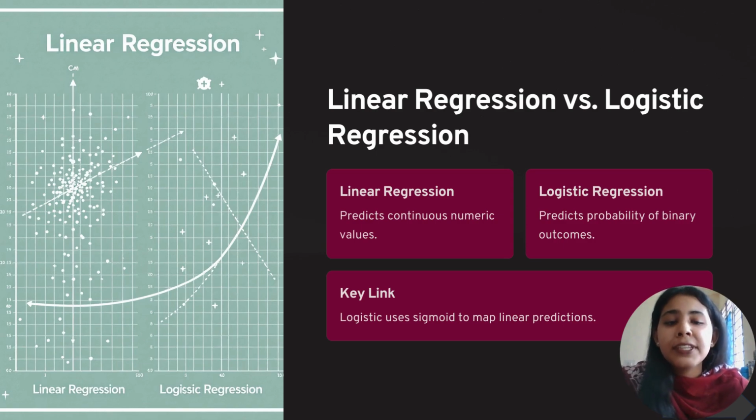Now, what is the difference between linear regression and logistic regression? Linear regression is used to predict continuous values like house prices or temperatures based on input data. It outputs a real number. On the contrary, logistic regression is used for classification tasks. It outputs a probability between 0 and 1.